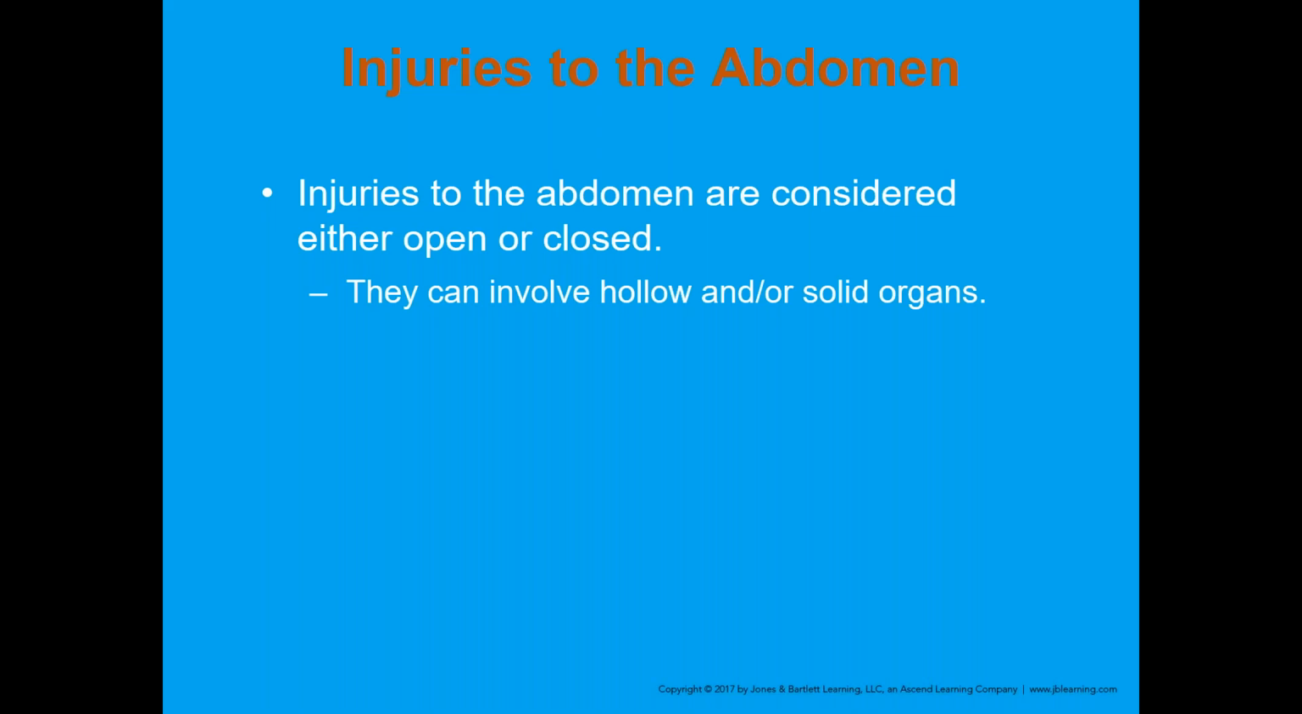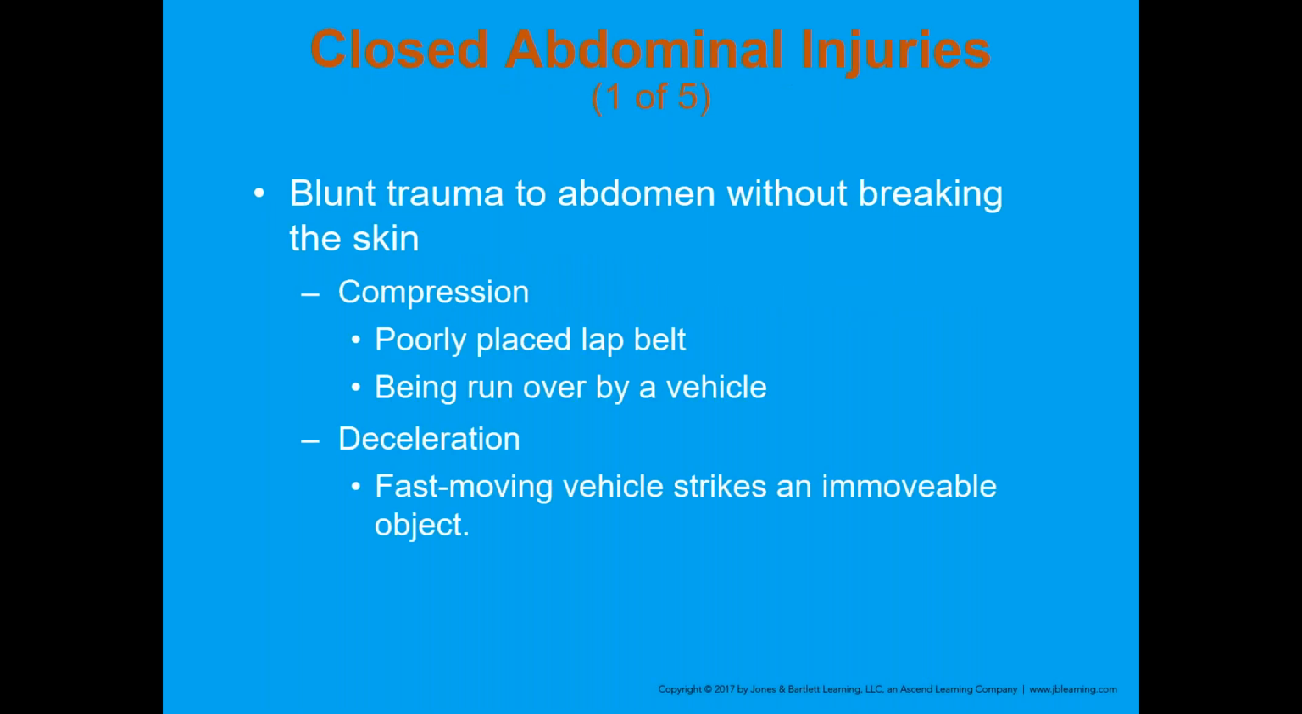When we are classifying injuries to the abdomen, just like any of the other traumatic injuries we talk about, we're going to talk open versus closed. They can involve hollow organs, solid organs, blood supply, or any and all of the above. Most of the time when we're looking at closed abdominal injuries, we're talking blunt force trauma to the abdomen because it doesn't actually break the skin.